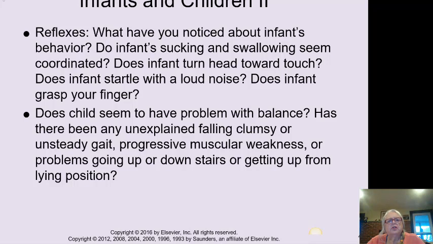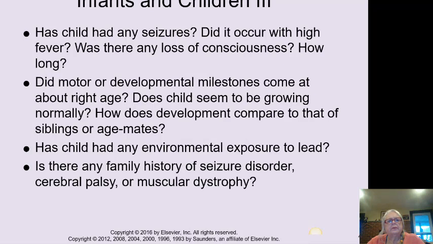Reflexes, you would check a child's reflexes. An infant, you want to know if they're sucking or swallowing. And again, I'm not going to really go into this, but if you see a problem with balance or clumsiness, then you know that you've got to check that out. Additional history, has the child had any seizures? Well, we're going to ask that not just with the children, but with adults. How about if there was a seizure, was there a loss of consciousness? Has a child had any environmental exposure to lead? If you have been paying attention to the news at all over the last couple of years, you know what the lead in the water has done to children in Michigan.